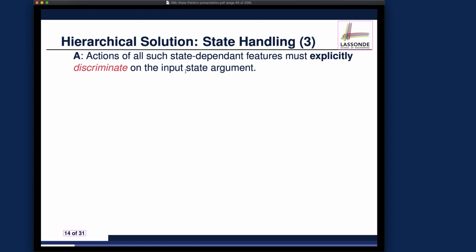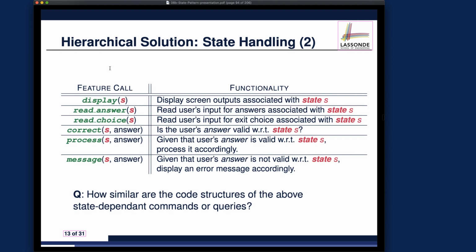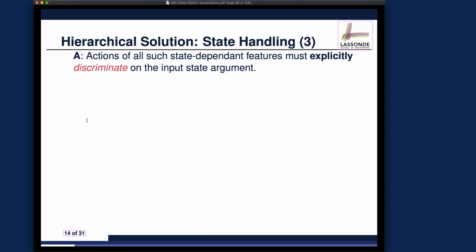The actions of all such state-dependent features, display, answer, correct messages, etc. They must explicitly discriminate on the input state arguments. So remember, the input is simply the current state. So we want to say, depending on what the current state is, for example, if the current state is state number 1, we do something, else if the current state is number 2, we do something else, and etc. And we have to follow a similar control structure for every subroutine over here, for display, for re-answer, for rechoice, and etc.